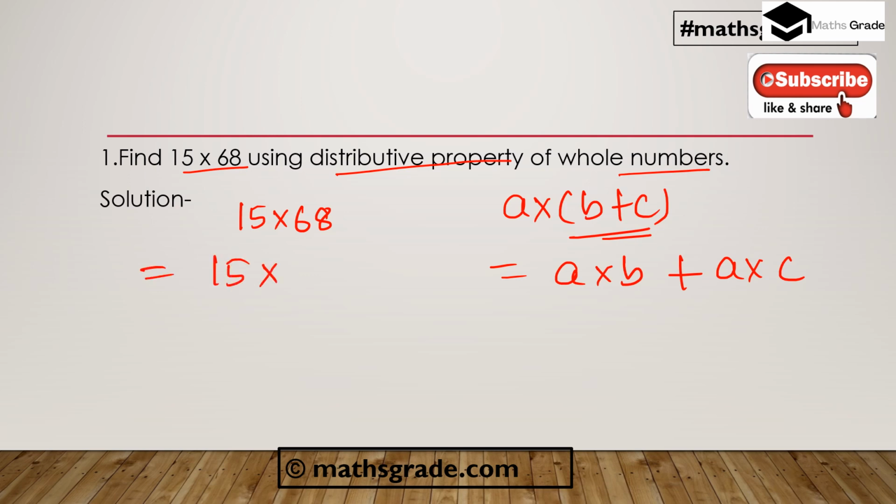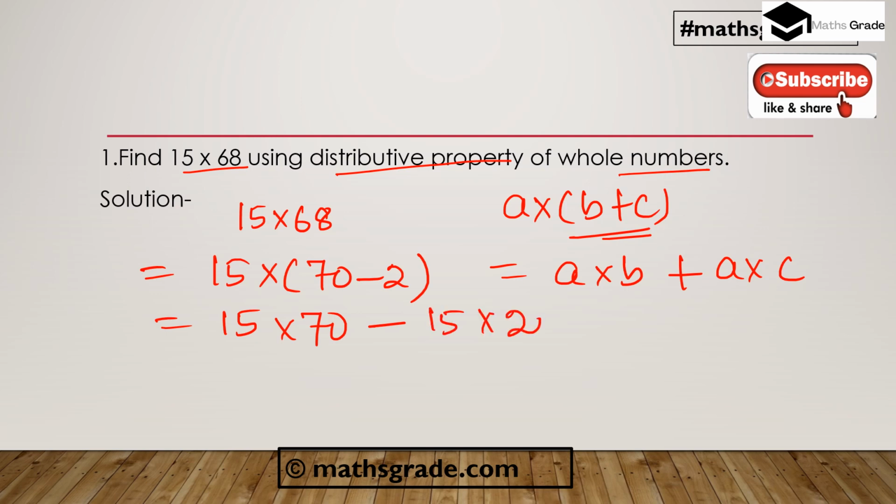We can write 68 as 70 minus 2. Now 15 multiplied with 70 minus 2 is 15 multiplied with, we apply the distributive property over subtraction of whole numbers, that is 15 multiplied with 70 minus 15 multiplied with 2.